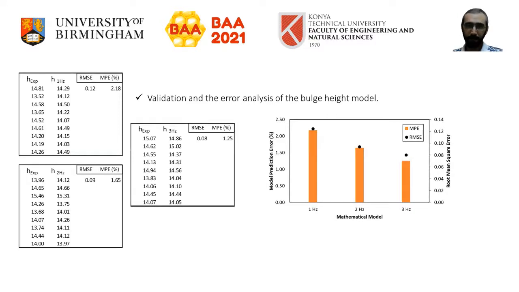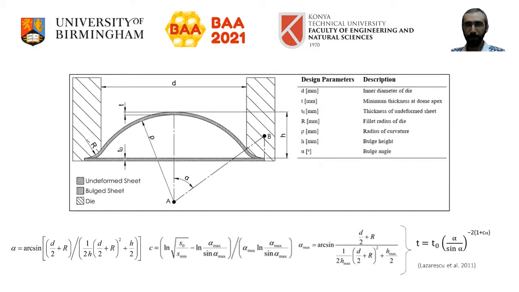So we validate and make an error analysis for the bulge height models. The root mean square errors and model prediction errors are acceptable. Up to this point, we modeled the bulge height. After this, we need to model the thickness at the dome apex or center of the bulged specimen. So we used the Lazarescu approach here, which is an analytical approach.